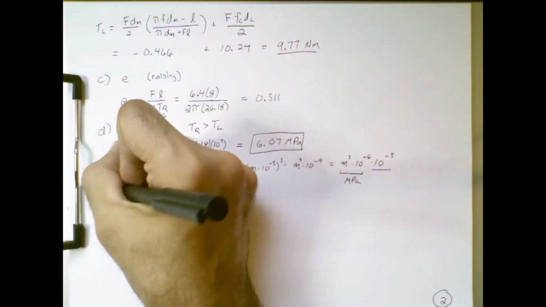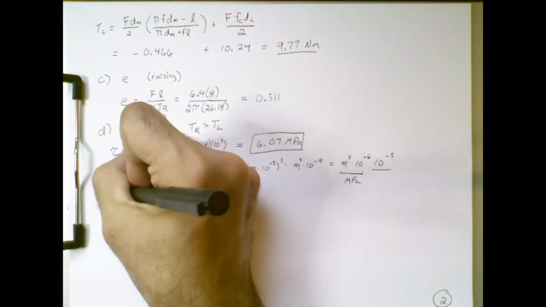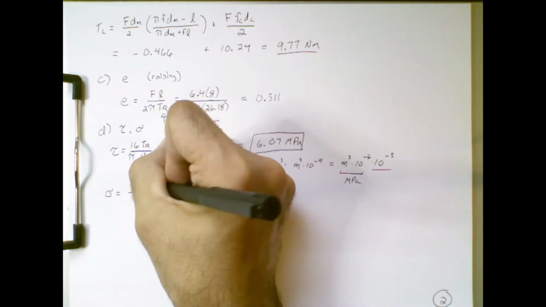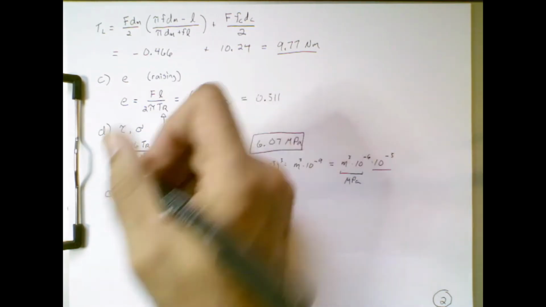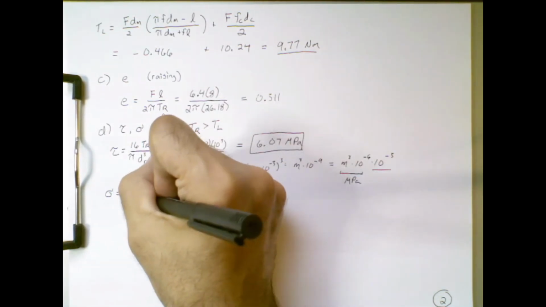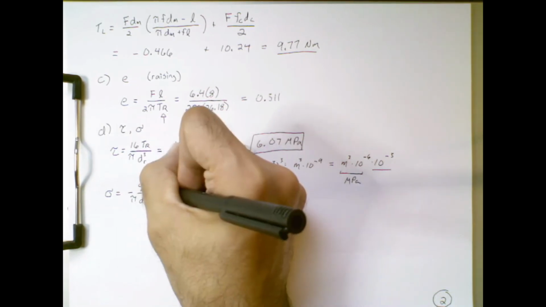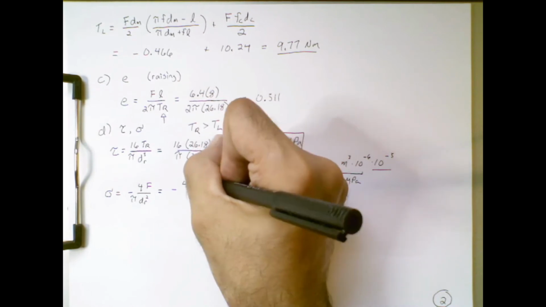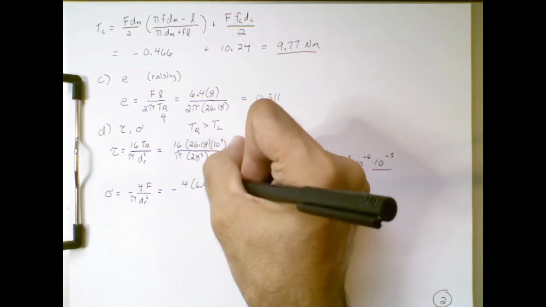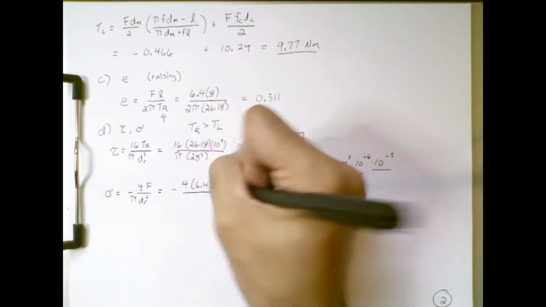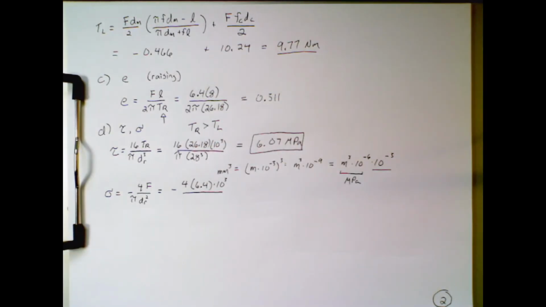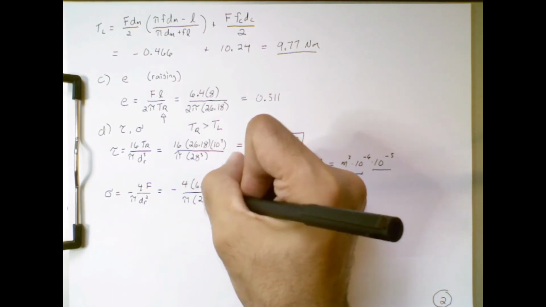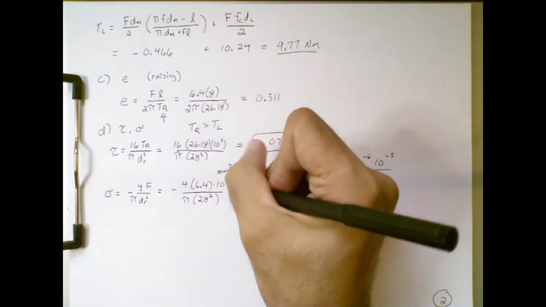The next step is to find the axial normal force in the screw body. That's going to be equal to minus 4 times the compressive axial force over pi times the root diameter squared. That's equal to minus 4 times 6.4 times 10 to the third newtons, since we have kilonewtons as our units, over pi times 28 millimeters squared.